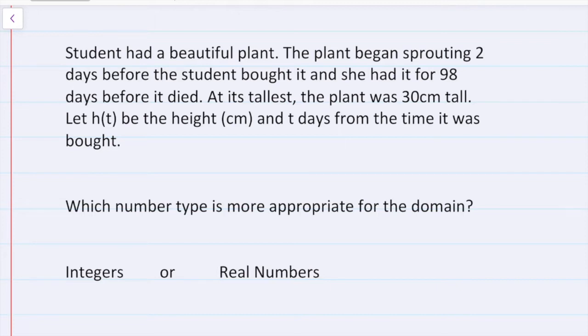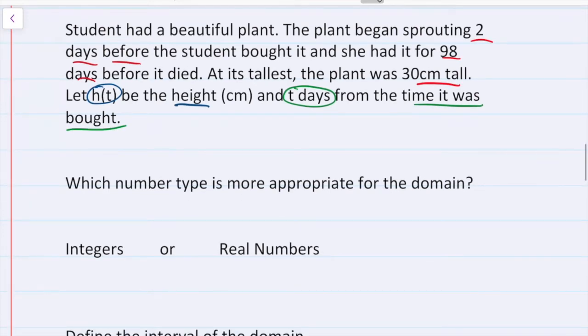The student had a beautiful plant. The plant began sprouting 2 days before the student bought it, and she had it for 98 days before it died. Aw. At its tallest, the plant was 30 centimeters tall. Okay, very important. Let h of t be the height and let t be the days from the time it was bought. All of this is very important, guys.